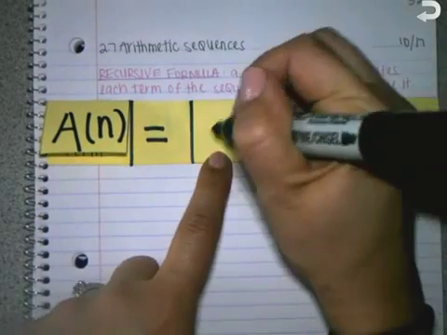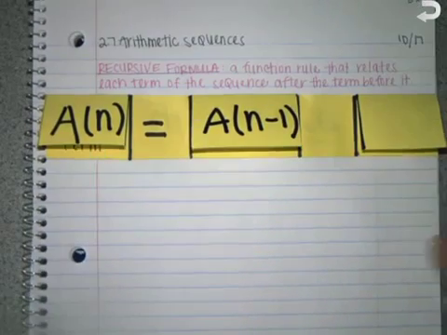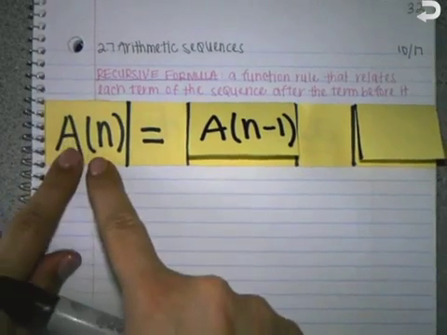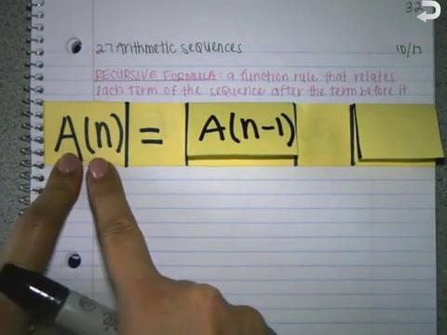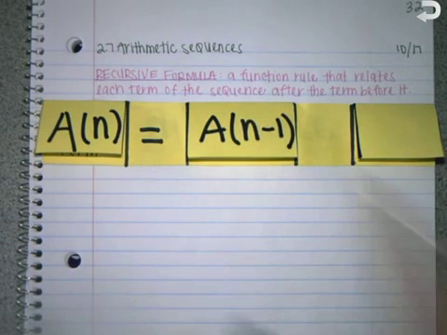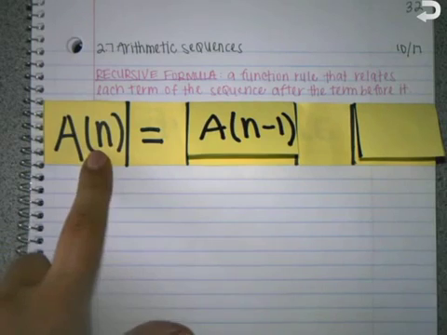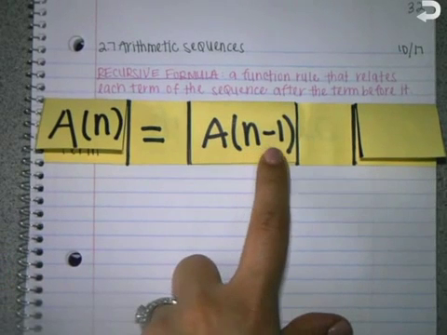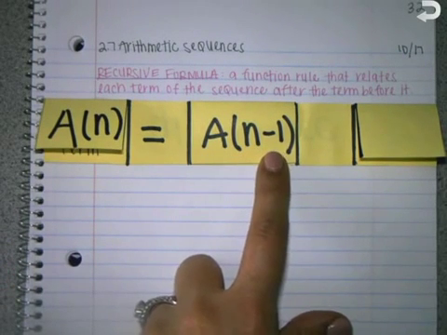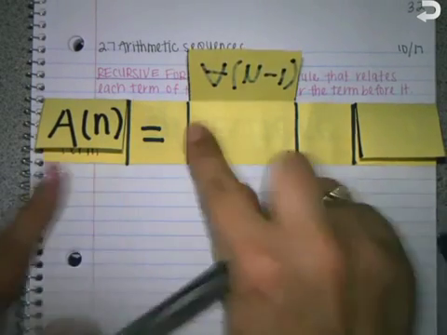a of n minus 1. So let's think about what this might mean. If a of n is the current term that I'm looking for, what do you think a of n minus 1 would be? The previous term, because what does minus 1 mean? If I'm looking for the 4th term, a of n minus 1 would be the third term, because 4 minus 1 is 3. So that would be called the previous term.